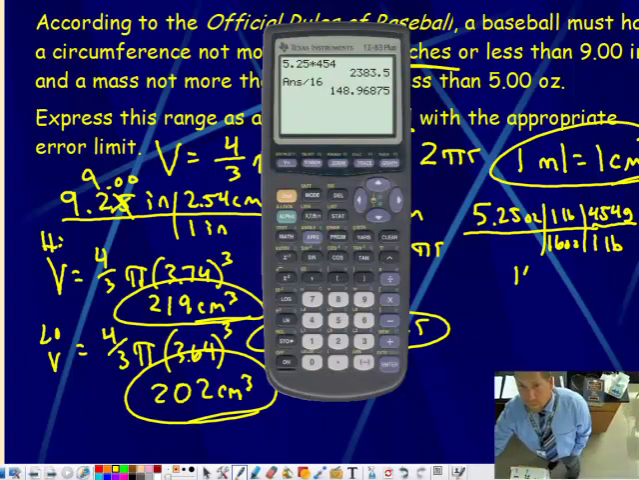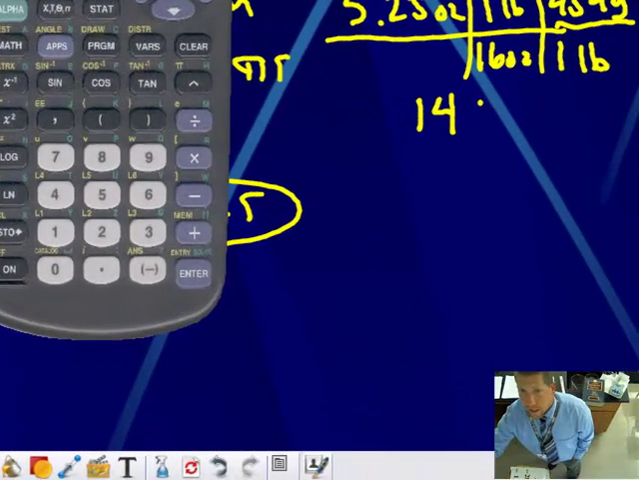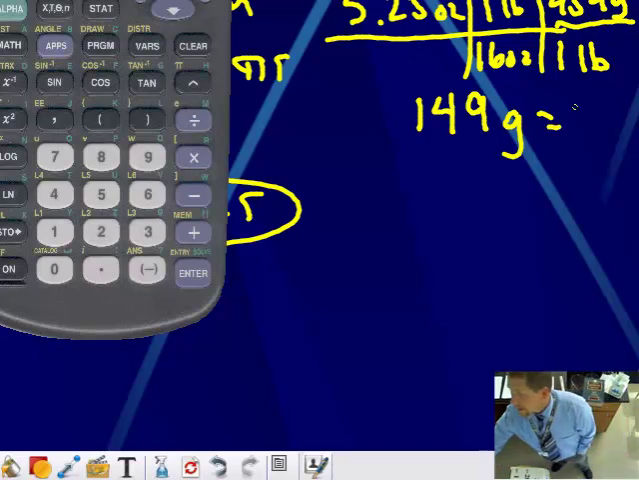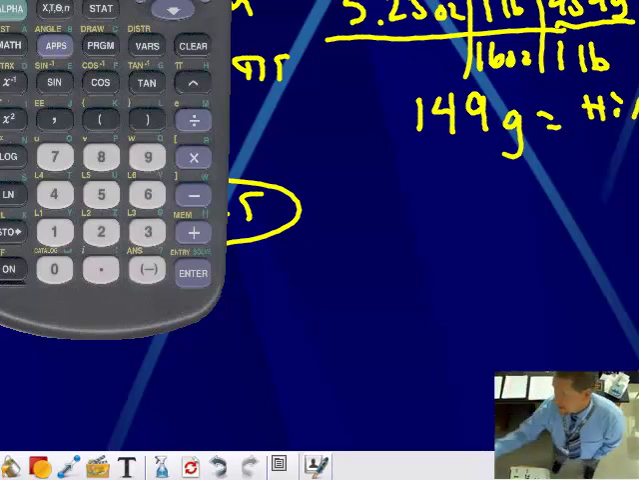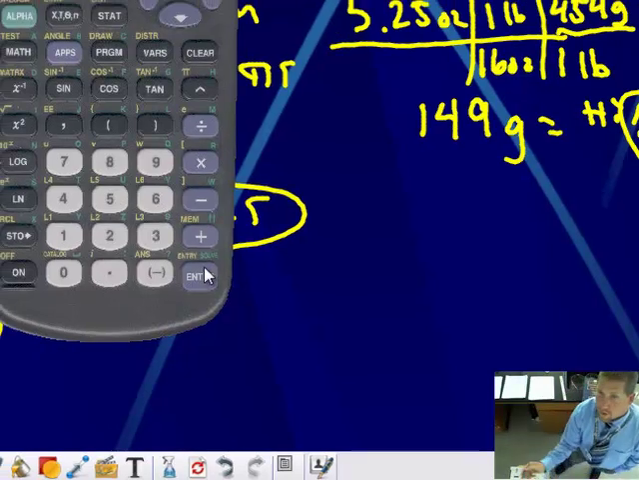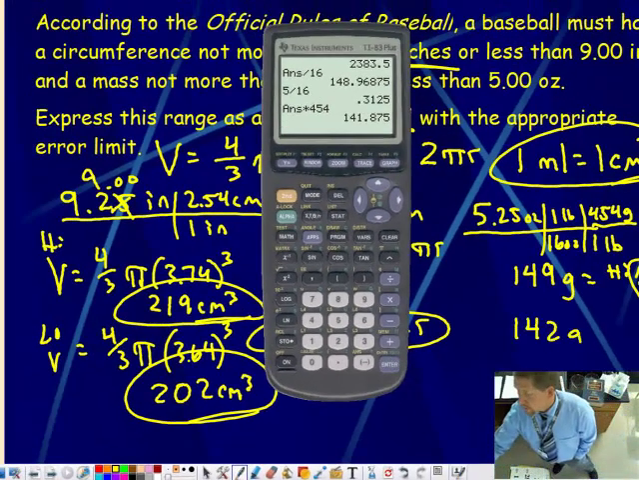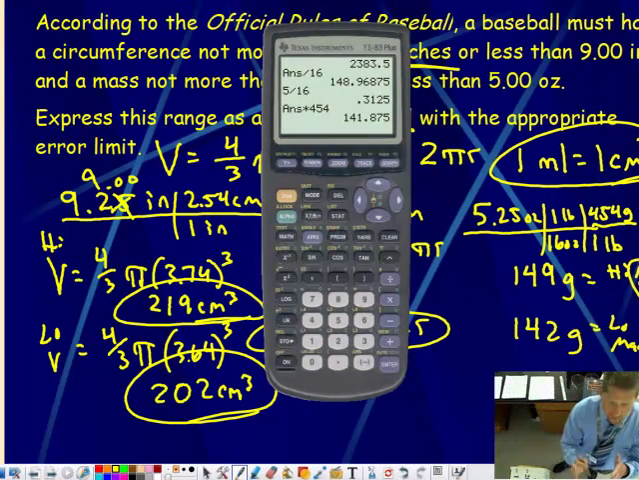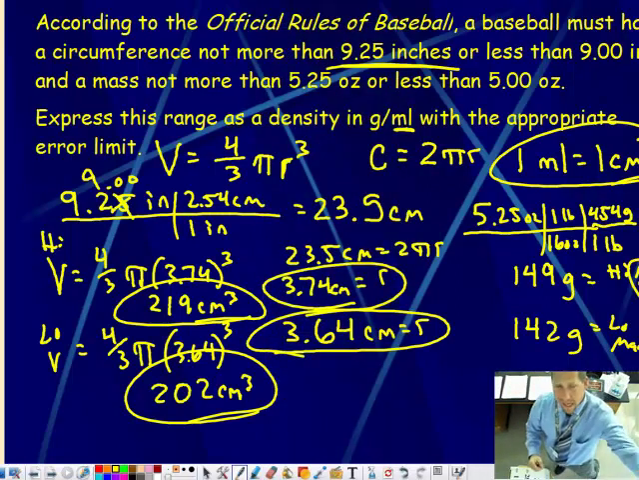So 149 grams would be the 5.25. So that's the high mass. Now we have 5 divided by 16 times 454, and we get 142 grams for the low mass. All right, so now I have all the materials I need to assemble this. The worst case scenario means I've messed up as high as I can and as low as I can on both the volume and the mass.